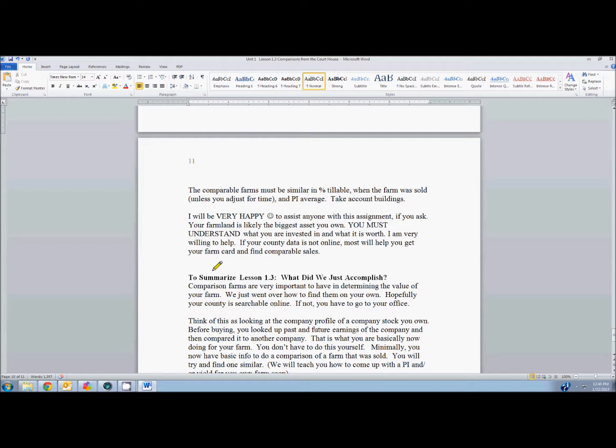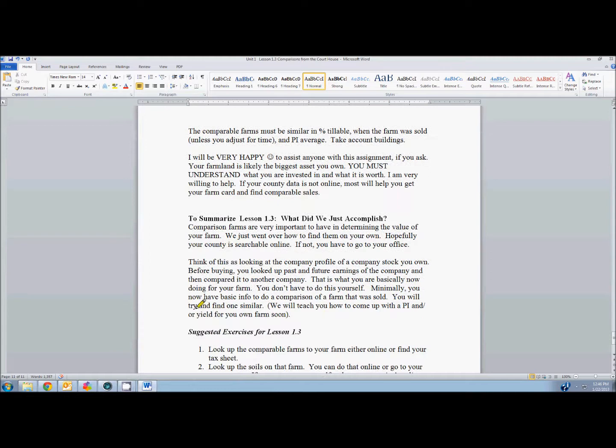I'll be very happy to assist anyone with this assignment if you ask. You must understand what you are invested in, and what it's worth, and I'm very willing to help. So look over it. Please try to do the examples. I still want to go back to lesson 1.2. It's so important to get the average PI for your farm and to understand that, because we're going to need that when we look at cash rent data, which is coming up in unit number 2. Any questions? Please give me a call.